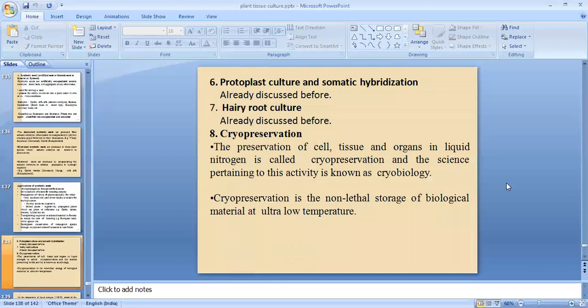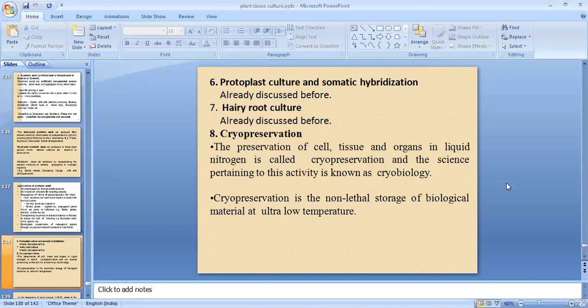And the next one, the protoplast culture or somatic hybridization, how the culture can be stored for a longer time, that we will deal with when we are seeing the protoplast culture in detail. And the applications of hairy root culture, that also we will see later. And the next application is cryopreservation.